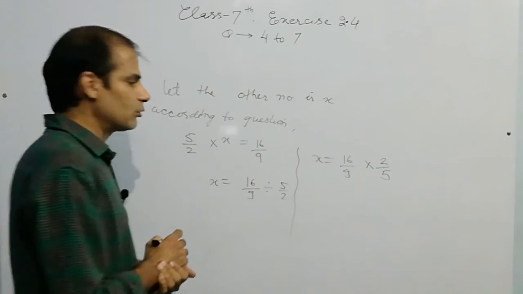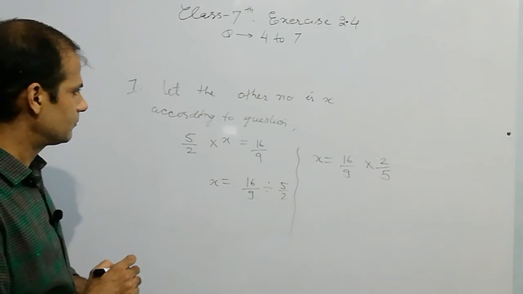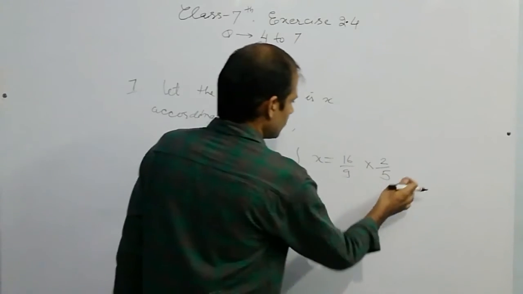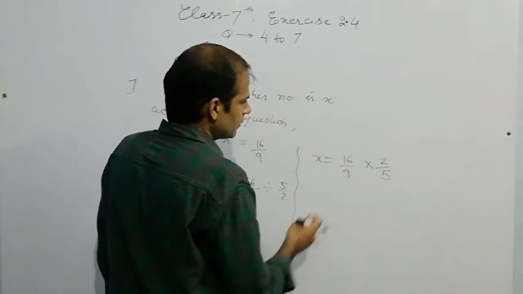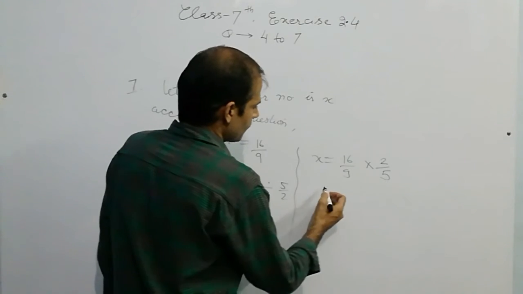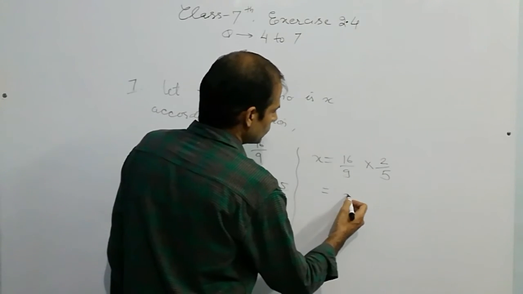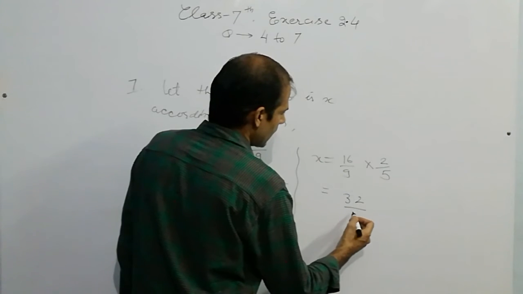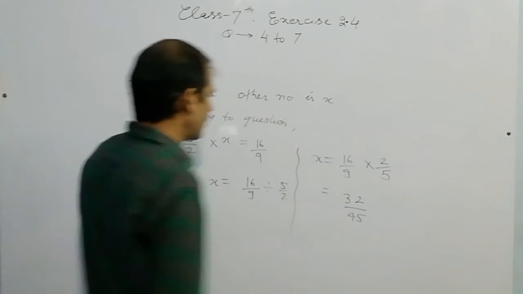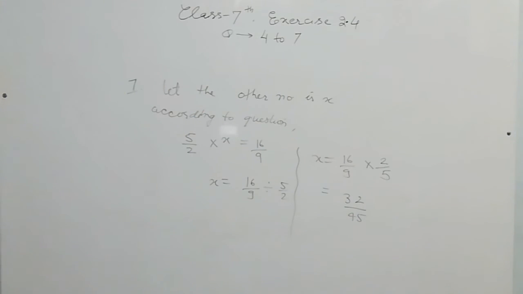Then try to cancel out the numbers. These cannot be divided by 5 and these not also. Okay, so the number is 16 × 2 is 32 and 9 × 5 is 45, and this is the answer of the 7th question. The answer is 32 upon 45. Okay students, pause the video and note it down.